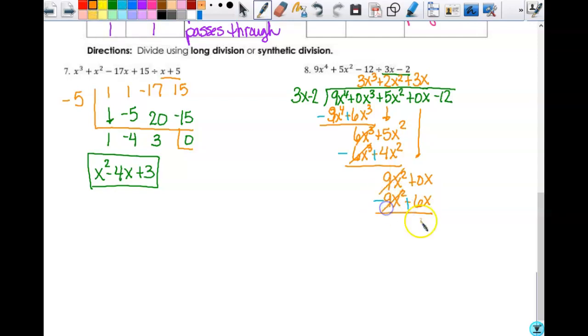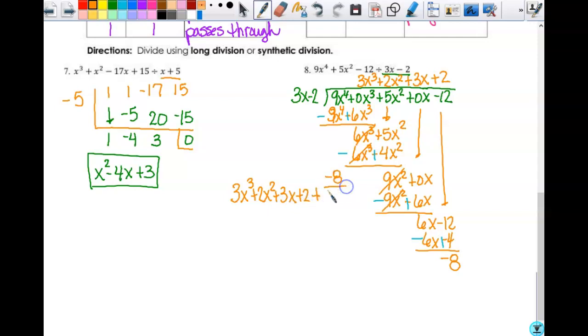Those zero out. I get 6x minus 12. So 3x goes into 6x a positive 2 times. So I get 6x minus 4. Change my signs. And that's going to give me negative 8. So my answer in the end then is 3x cubed plus 2x squared plus 3x plus 2 plus negative 8 over 3x minus 2.